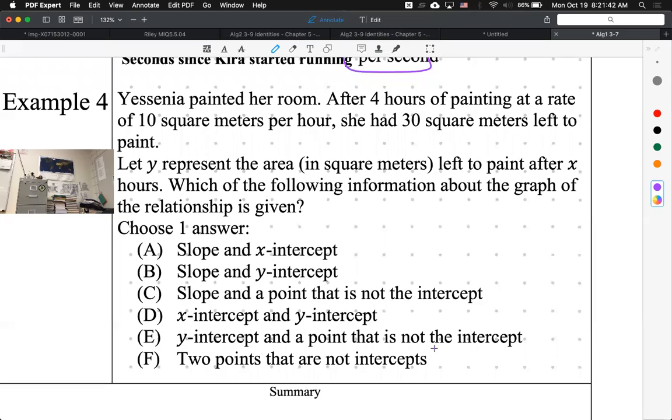All right, so these types of questions for the second homework assignment, they will always give you 2 pieces of information, always. You have to decide what are those 2 pieces of information. Are they the slope and X-intercept, slope and Y-intercept, slope and some other point that's not an intercept? Is it maybe just an X and Y-intercept? Is it a Y-intercept and a point that's not an intercept? Or is it just 2 points that are not intercepts? It's one of those options.